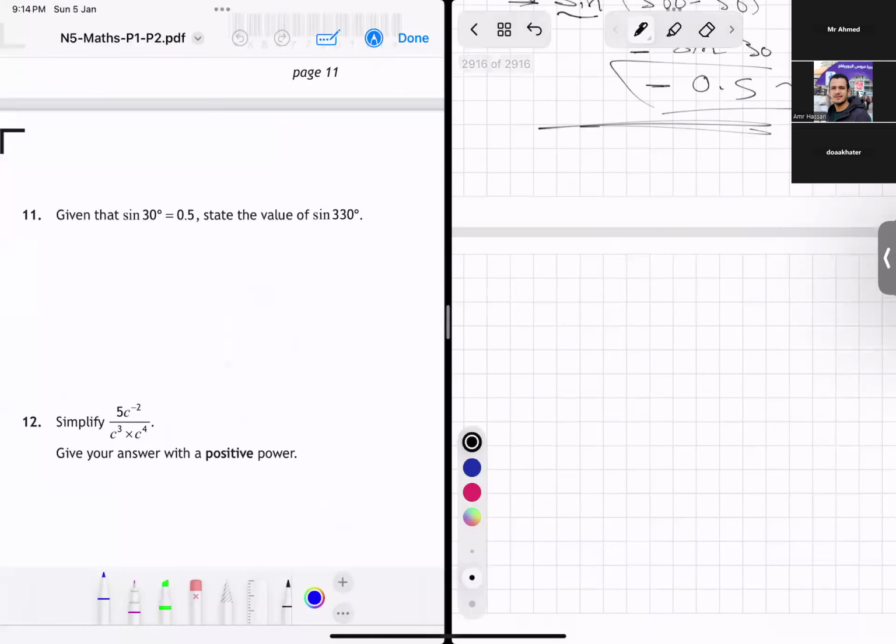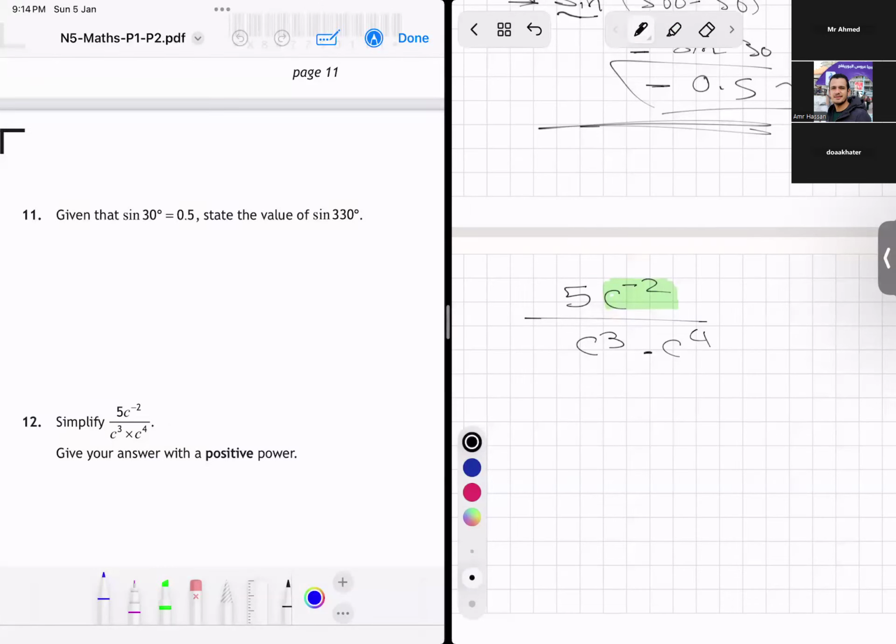Let me write this one down: 5 c to the power of negative 2 divided by c to the power of 3 multiplied by c to the power of 4, right? You know, every single time we have a negative power, I have an issue with that. So I need to swap their places. If you have a positive, no need to move it. But if you have a negative, let me highlight it to remind myself, I need to push it down, right?